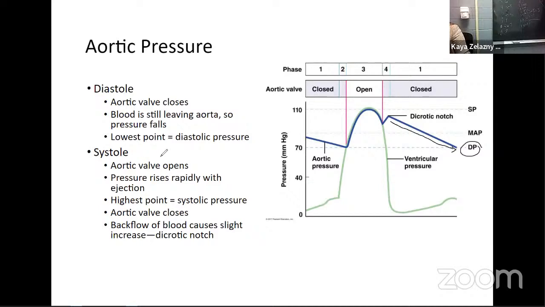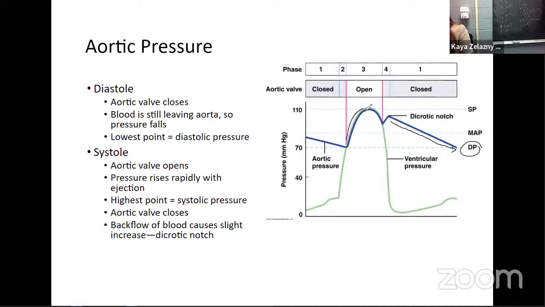During systole, the aortic valve opens, right? So the aortic valve opens and blood is coming into the aorta, right? So this means this must be during ventricular ejection, right? Because that's what would open our semilunar valves.